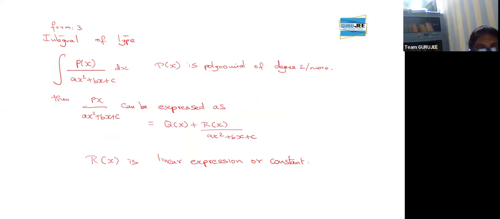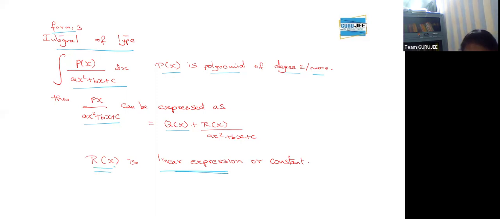Please. So here, this is form number 3. Integrate of type p of x by ax square plus bx plus c. What to do? When p of x is a polynomial of degree 2 or more, then p of x by ax square plus bx plus c can be expressed as q of x plus r of x divided by ax square plus bx plus c. R of x is equal to any linear expression.